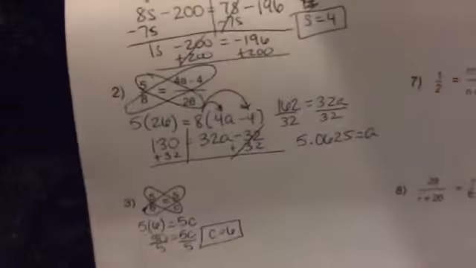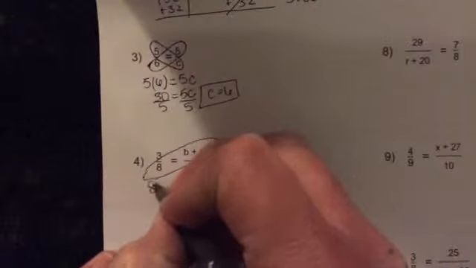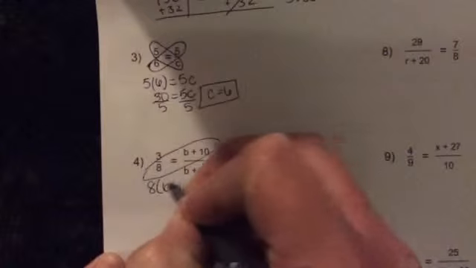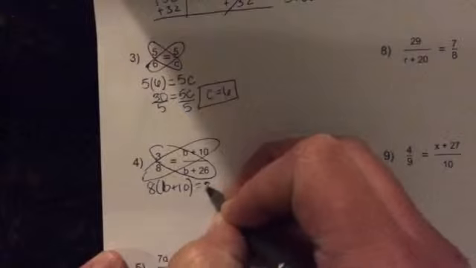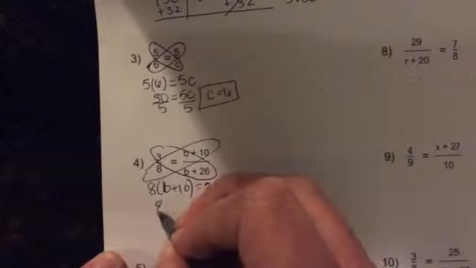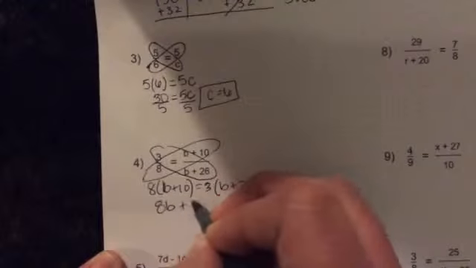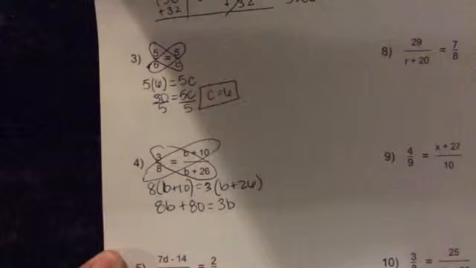Alright, let's move on. We did number 3, let's do number 4. I'm going to do 8 times quantity (b plus 10) equals 3 times quantity (b plus 26). I'm going to distribute. 8 times b is 8b. 8 times 10 is 80. 3 times b is 3b. 3 times 26 is 78.